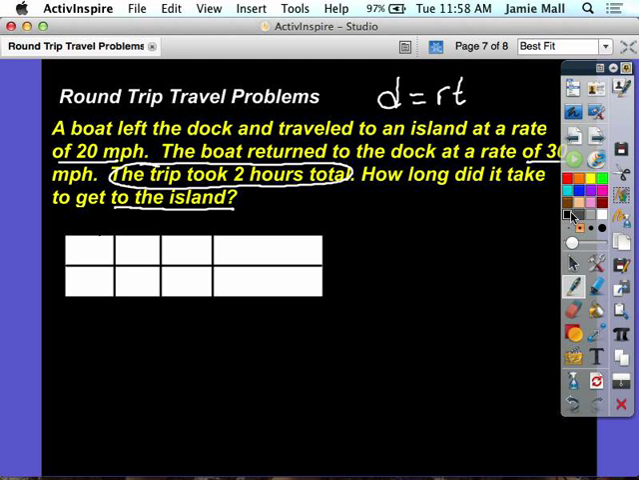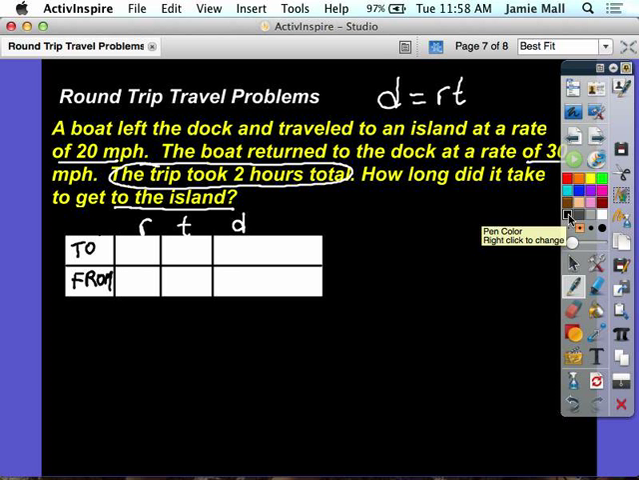So just like yesterday, we're going to start by setting up a table. Our table is a little bit different because we've got one vehicle, a boat here, that's traveling to a location and back from the location. So I typically set it up to show to and from. It looks kind of like a greeting card. Then we know we want to set up our rate, our time, and our distance. And this is where we're going to pull information right from the problem.